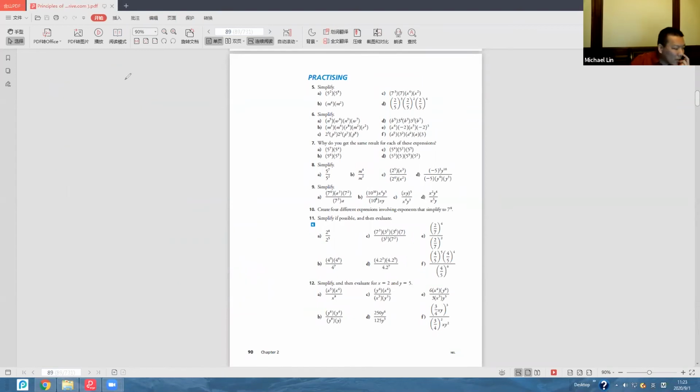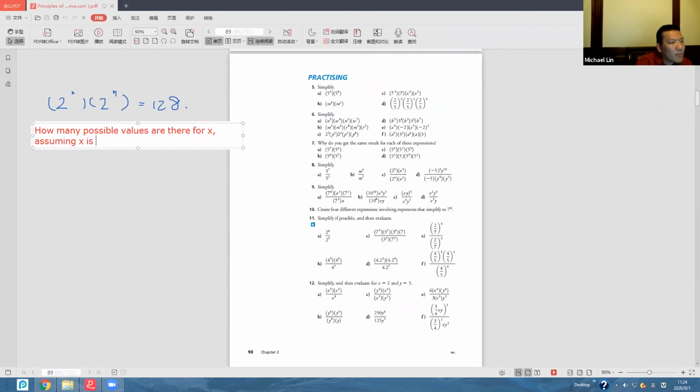Okay, what about this one? This one's a little bit more challenging. Try your best. So this one is 2 to the power of x times 2 to the power of 7 becomes 128. Okay, so here's the question. I'll type it so that you guys don't have to read my horrible handwriting on the computer. So how many possible values are there for x, assuming x is a positive integer?